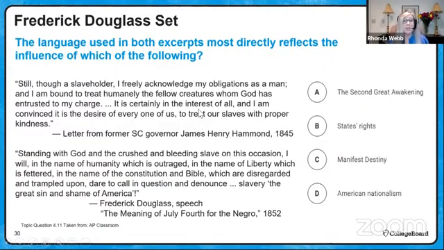Look at the second question. The language used in both excerpts most directly reflects the influence of which of the following? Well, what have we been talking about here in time period 4? We're seeing both of them using religion. The South Carolina governor is using it as justification to keep slaves, and Frederick Douglass is saying that this is the reason not to have enslaved persons. So I would definitely say Second Great Awakening. States' rights would not be in both of those at all. Manifest destiny, that's that expansion west, and not American nationalism, definitely the religious movement.